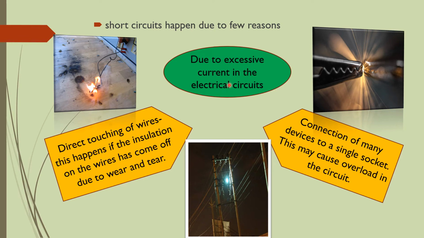Now, you will think, how does the excessive current come about? The direct touching of wires. This happens if the insulation on the wire has come off due to wear and tear. When the two wires are in direct touch, at that time excessive current flows and there is a short circuit.